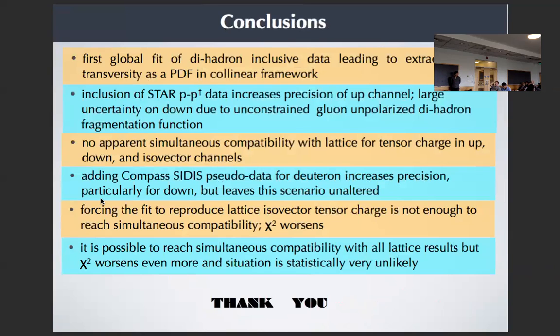So the lattice groups, what technique are they using? Are those moments? Are those quasi-PDFs? No, I'm talking about moments. I didn't quote the quasi-PDFs.